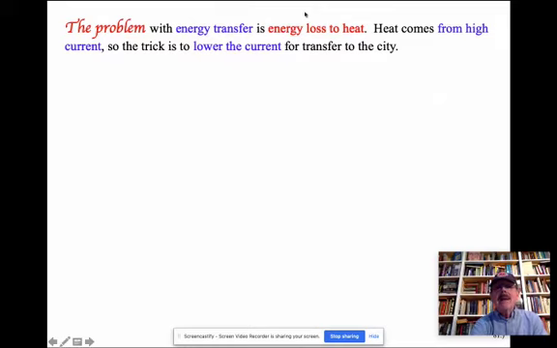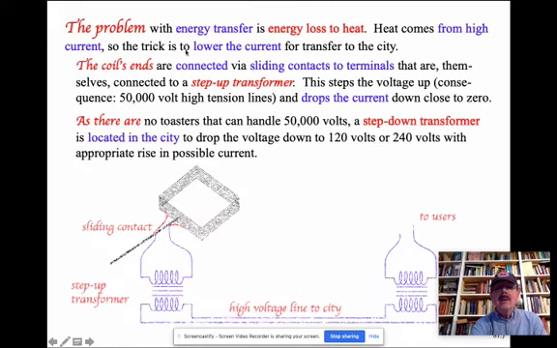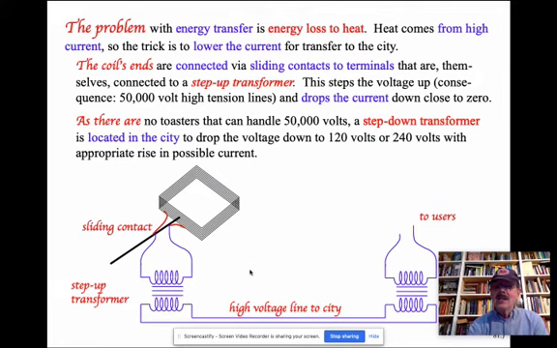Well, it turns out that power loss is mainly generated by high currents. So what they do, cleverly, is they take the power that's being generated by the rotating coil and they put it through a step-up transformer. And it shoots the voltage up to like 50,000 volts. That's the high tension lines that you see around. But in doing so, it drops the current down to practically nothing because that's what happens in step-up transformers. Voltage goes up, the current goes down. And so they have practically no energy loss as they transfer the power from the power supply to the city.